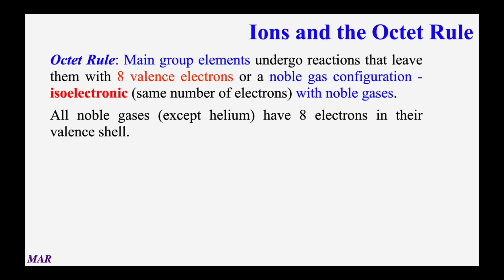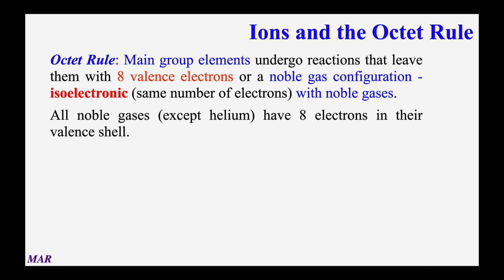The octet rule is something we'll talk about more later, but if you can get this magic 8, you're going to end up with a noble gas configuration, all right? Isoelectronic is a term we'll use once in a blue moon. It means the same number of electrons. So if you have a noble gas configuration for one of these ions, it will be isoelectronic with noble gases.